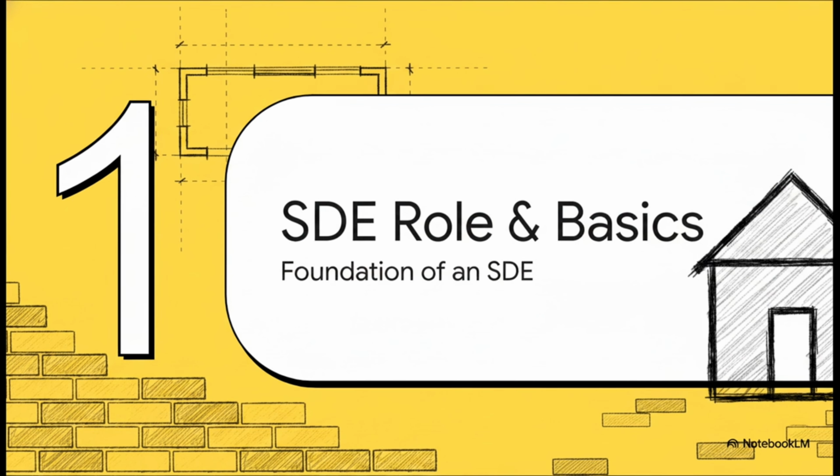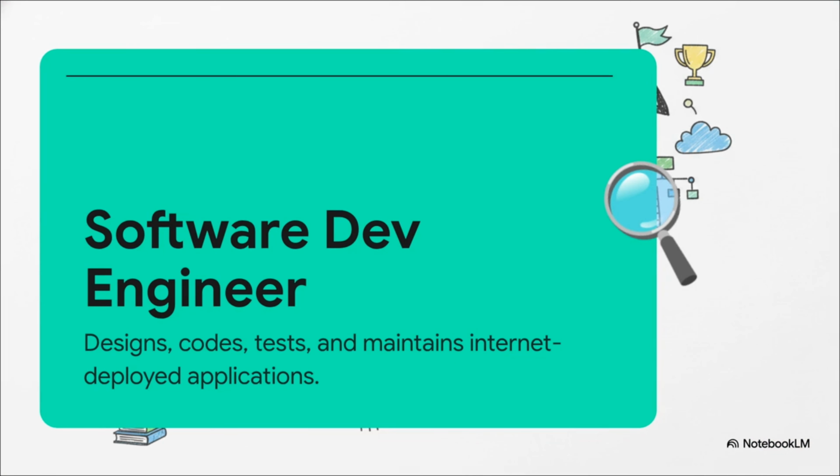Let's start right at the beginning with milestone 1, the SDE role and basics. Because before we start laying any bricks, we absolutely need to know what kind of house we're building. So what actually is a software development engineer? Well, they aren't just someone who sits in a dark room typing code. They are comprehensive problem solvers, responsible for 4 core duties: designing the architecture, writing the actual code, thoroughly testing it to make sure it doesn't just instantly break under pressure, and then maintaining those internet-deployed applications over time. You're basically managing the entire lifecycle of an app to perfectly meet client requirements. And that right there, that's the end goal we are working toward.